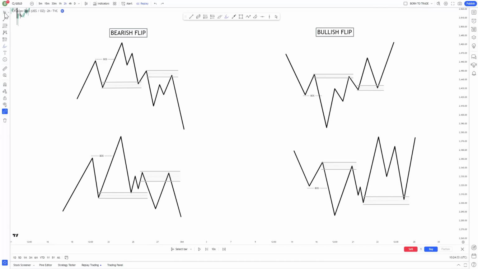Now, when it comes to selection of this level, because this is now your supply level in this case, you have to take the whole of the range. But because of zone refinement, that's why you see me refining to this area. And you can agree with me that price came back to mitigate the supply. You see, price came back, mitigated the supply, and price reversed to the downside.